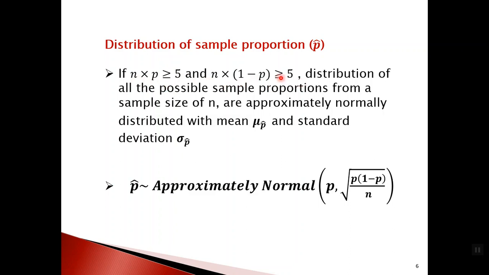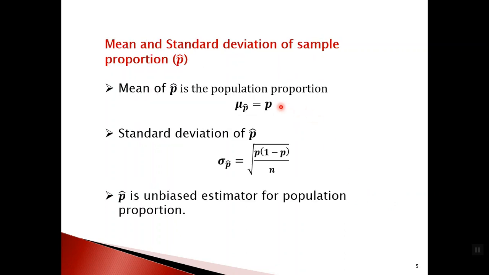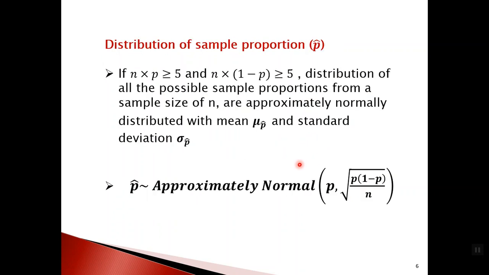If this is okay, then you can say that my p hat is approximately normal, with mean p and standard deviation square root of p times 1 minus p over n, the same thing we mentioned here. So my p hat, which means sample proportion, has an approximately normal distribution with mean p and standard deviation this one.